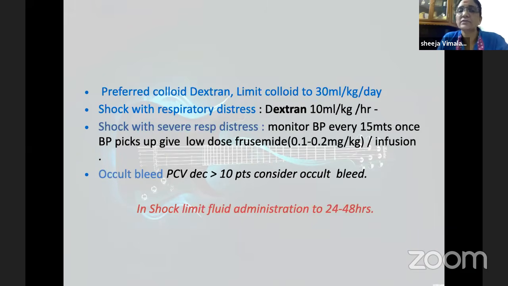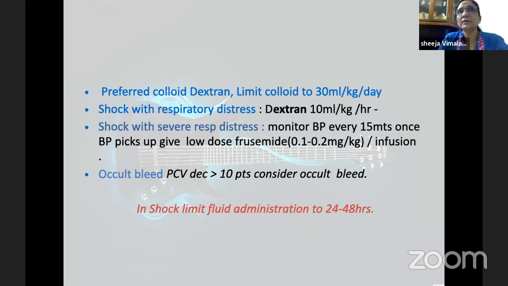So who receives dextran? Anybody who's presenting to you in shock with respiratory distress, then you go for dextran 10 ml per kg per hour. If the patient is presenting in shock with severe respiratory distress, you start dextran at 10 ml per kg per hour. You monitor BP every 15 minutes, and once the BP picks up, a furosemide infusion may be started. So that is an exceptional situation, and that is something that usually you do in an intensive care setting rather than outside in the ward. And remember, once you've given dextran, you're expecting the PCV to fall by 10. And if the PCV fall does not happen, you have to again think of an occult bleed.